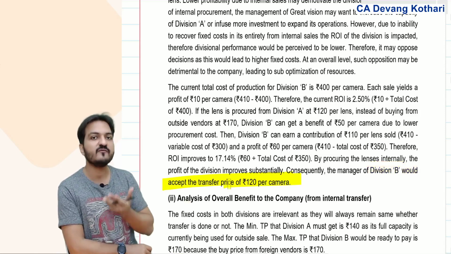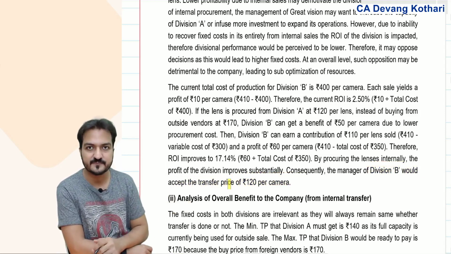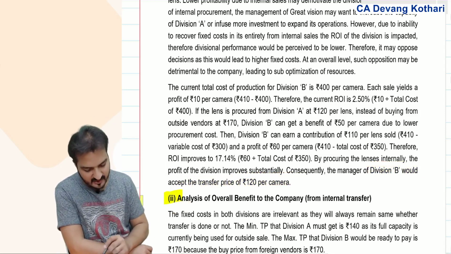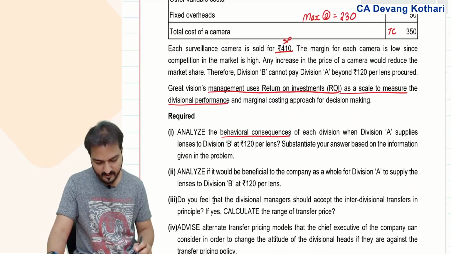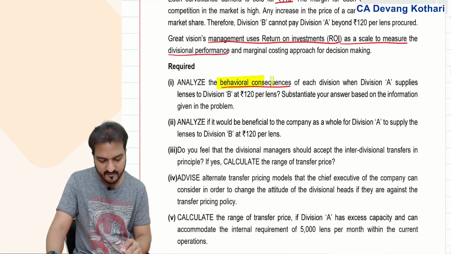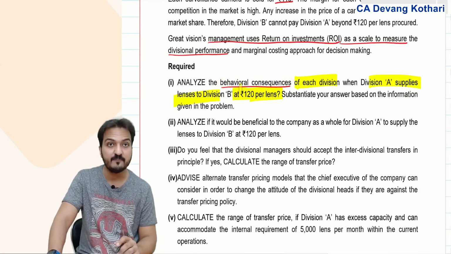Company is evaluating performance based on ROI. Hence, I showed ROI calculation at both the places. Done. Second part in the question, they're asking analysis. Okay, I'll show you the question. First part, they were asking behavioral consequence of each division, when division A supplies to division B at 120 per lens.